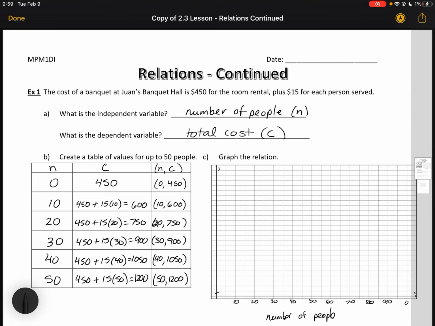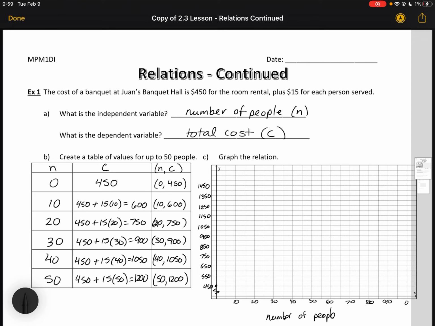Okay. And then on my y-axis here, I'm just going to do a graph break, and I'm going to start at 450. And then I'm going to go up by 50. So 550, 650, 750, 850, 950, 1,050, 1,150, 1,250, and 1,350. And I'll do one more for good measure, 1,450.